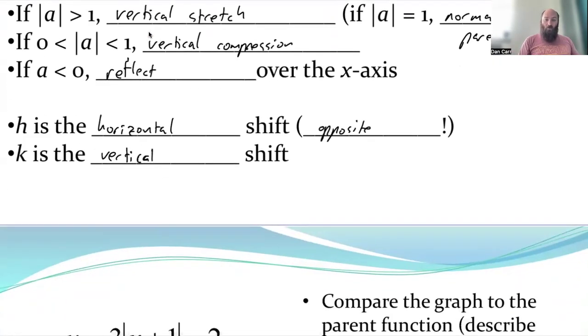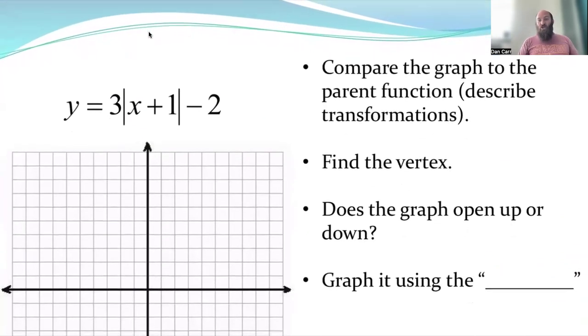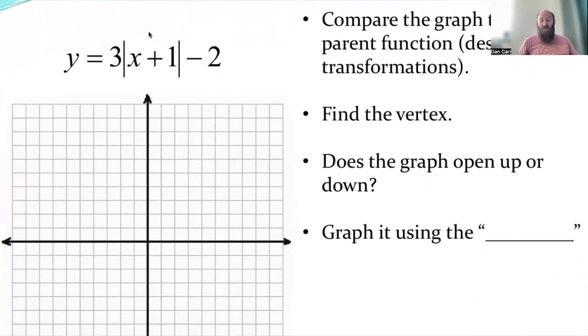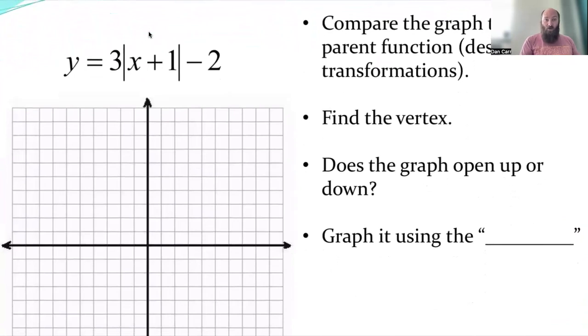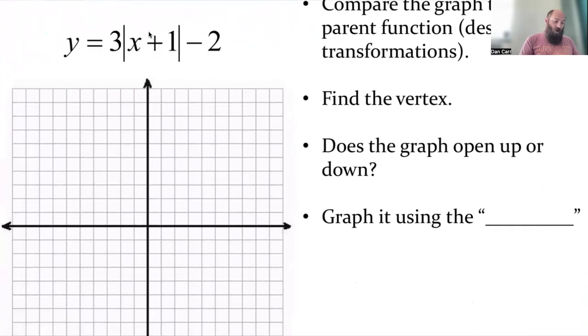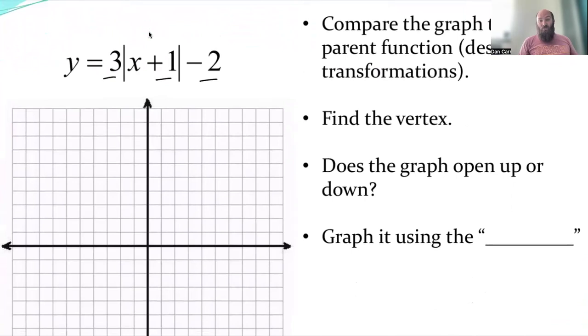Okay, so compare the graph to a parent function, describe the transformations, find the vertex, and does the graph open up or down? So when I look at this for all my steps, I have 3, 1, and -2. Let me find the vertex first, because the vertex is based on these 2 numbers, which is -1, -2 in this case. My normal parent function starts at 0, 0. I'm going to go -1, -2 for the new one.